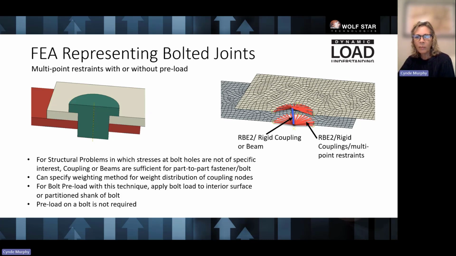While you can apply preload, it's not always required. A lot of models people do, we do not include preload in the bolts. It's just not an important part of the structural analysis.